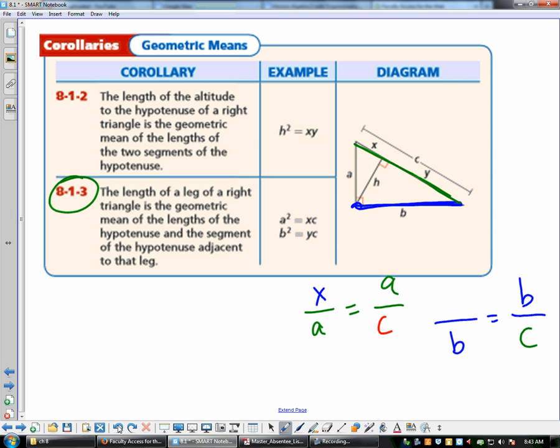Y, the little piece of the hypotenuse that's adjacent to that leg. So B is the geometric mean between Y and C. This gives you a way of finding out side lengths in a right triangle. And I'm moving on. If you did not get these, you're going to want to copy those out of the book.